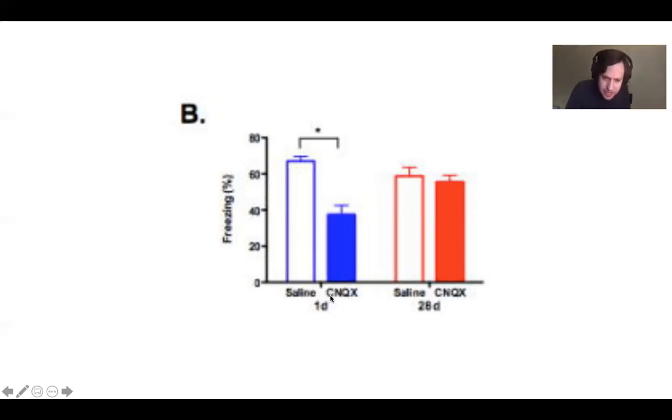Compared to this CNQX, I actually don't know what that acronym means, but I do know that this is a substance that is thought to turn off the hippocampus. It makes it so the hippocampus cannot be used.